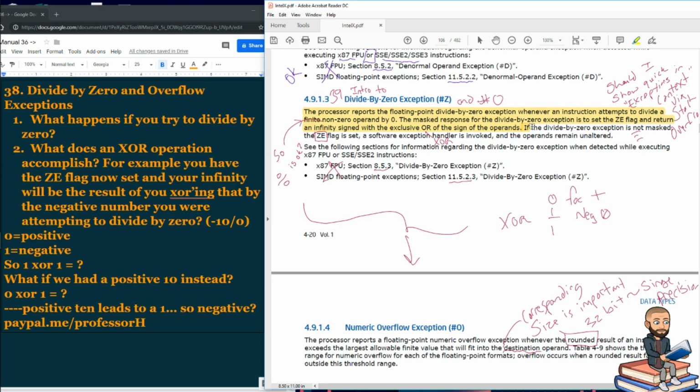So let's continue. If the divide by zero exception is not masked, the ZE flag is set, and a software exception handler is invoked, in which case the operands will remain unaltered.